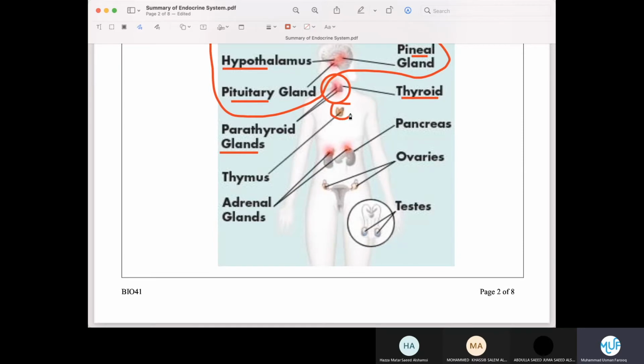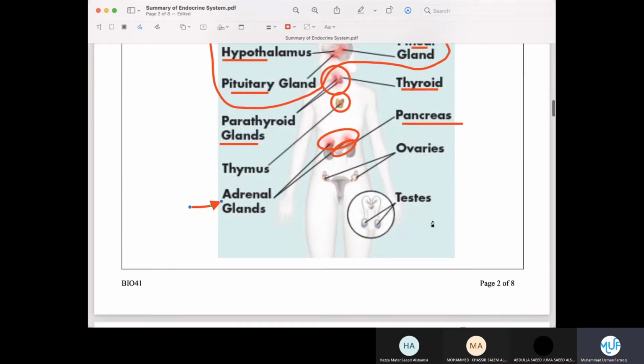In the chest region, you have a very important gland that is called the thymus gland. Now near the kidney, there is a leaf-like structure, this thing, and this is called the pancreas. But on the top of both kidneys, you have to notice there is another gland that is known as the adrenal gland. And in females there are ovaries, and in males there are testes.